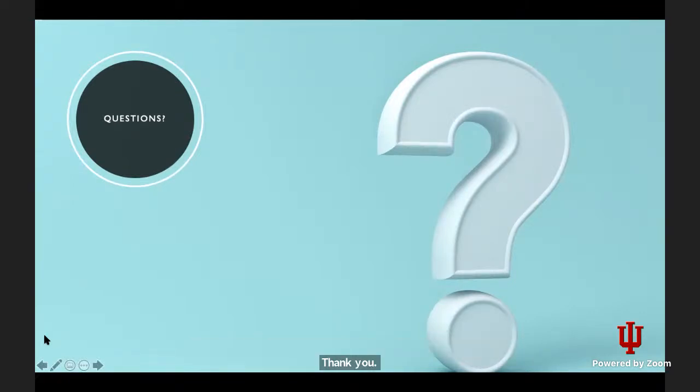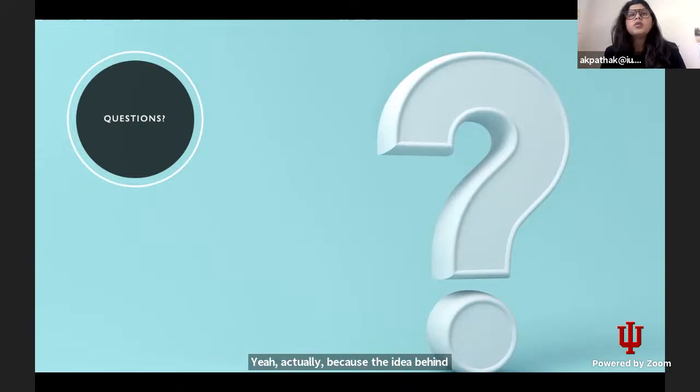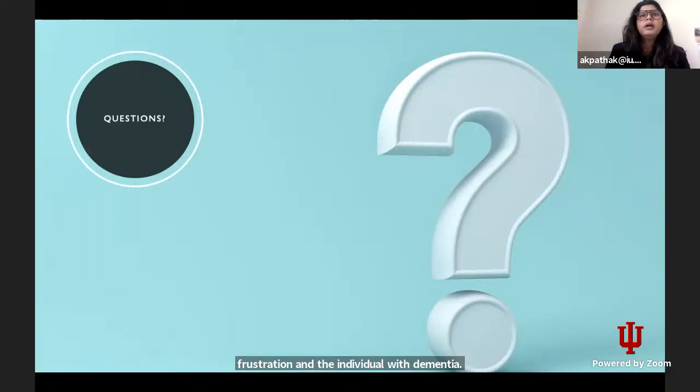Anybody else a question for Akanksha? Yeah, so do you also think that something like a vibration on the watch for alerting, or some other way of notification, would probably get more attention? Actually, because the idea behind this prototype is that the individual has to wear it for a long period of time, vibration would lead to burnout or frustration in the individual with dementia. And instead of mundane beep sounds, music is incorporated in the device, so that he or she doesn't feel bored while getting the alerts. Does that answer your question, Prabhu?